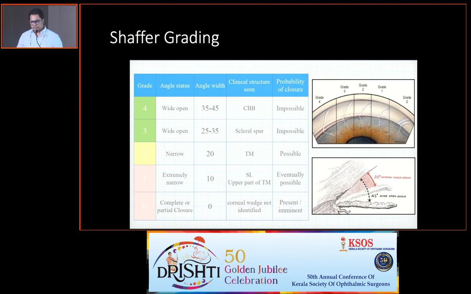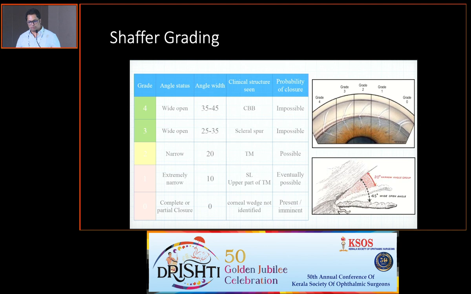Let us grade the angles. We are using Shaffer's grading. If the angle is wide open, if the angle width is more than 25 degrees, and you can see the scleral spur or ciliary body, we can call it 3 or 4 and the possibility of closure is impossible. If the angle is about 20 degrees and only up to the trabecular meshwork is visible, it is still narrow and the probability of closure is possible.